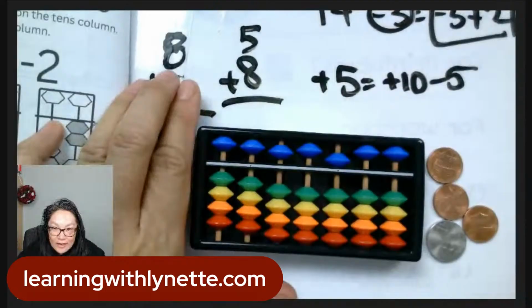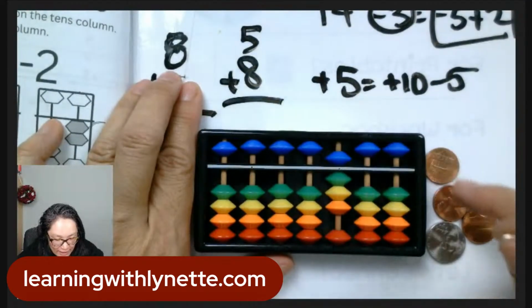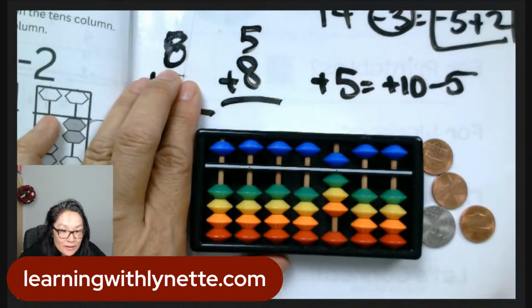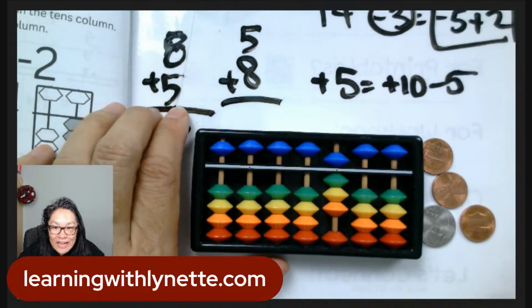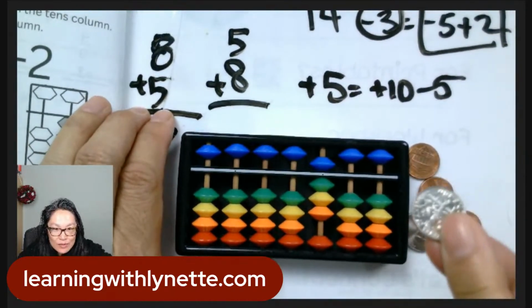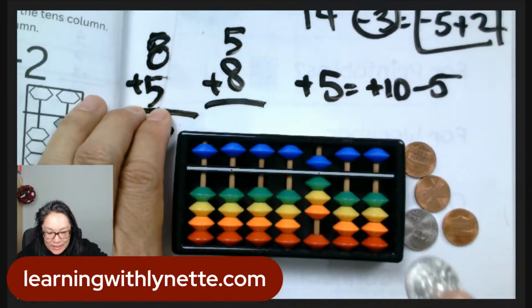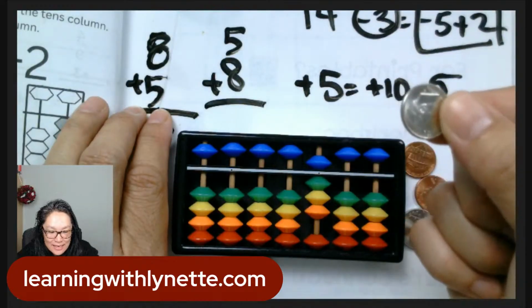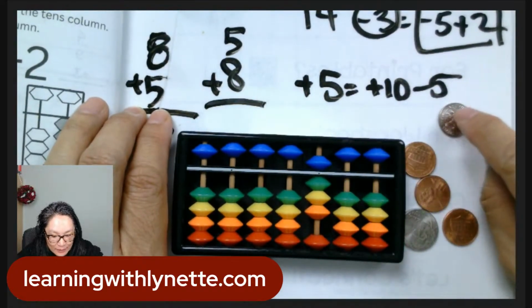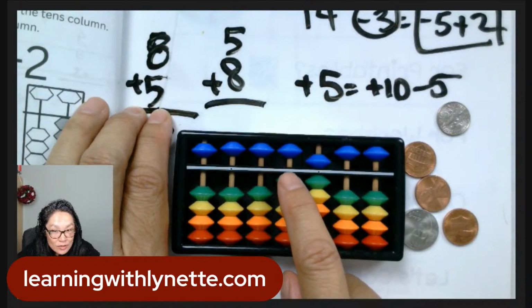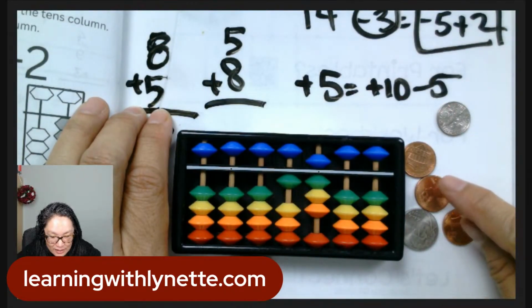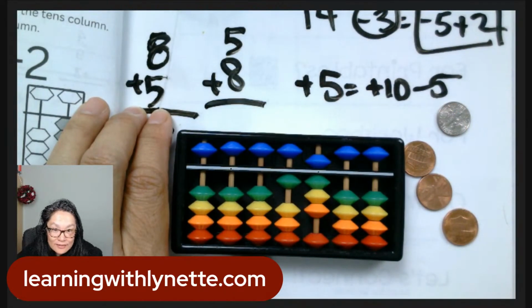So I have 8 on my abacus. Right? I have 8 money. I'm gonna add 5, right? But I only have a dime. A dime is worth 10 cents. I'm not sure where everybody is, but I want to let you know a dime is worth 10 cents. I'm going to give you a dime, 10 cents, but that's too much. So what am I going to do? I got to take back 5 cents.